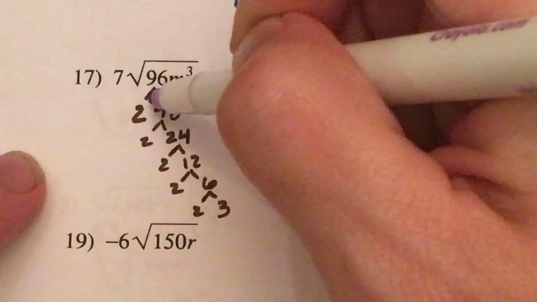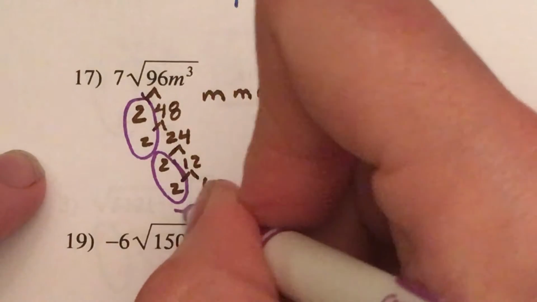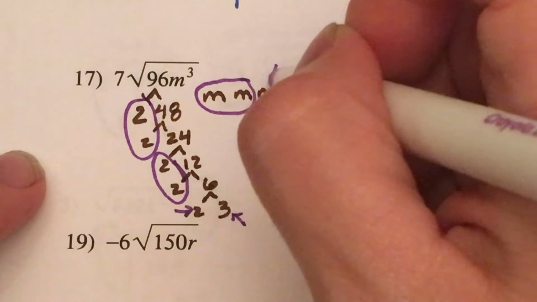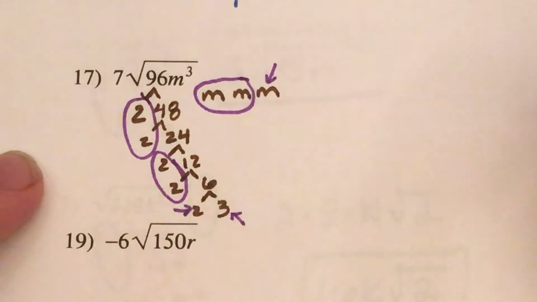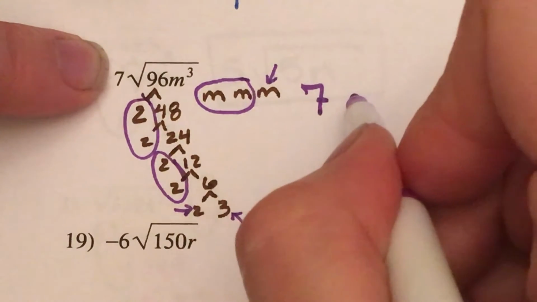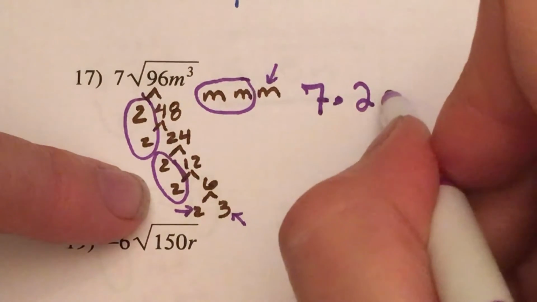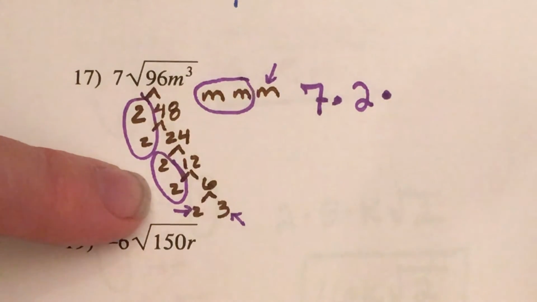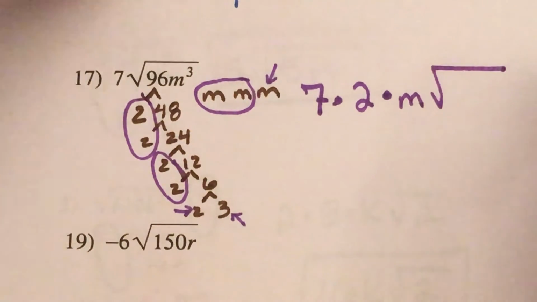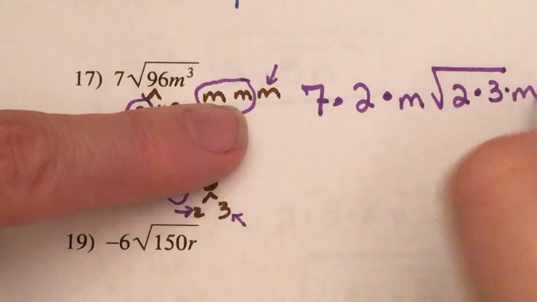So I have a bundle of 2s. I have another bundle of 2s. I have a leftover 2, a leftover 3. I have a bundle of m's and a leftover m. So check it out. We have this 7, and this 7 starts us off, times our representative of 2, times our representative of this other bundle of 2s, times the m. Square root of leftover 2 times leftover 3 times m.